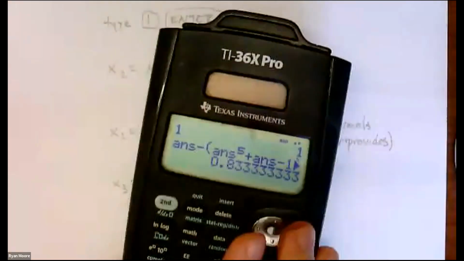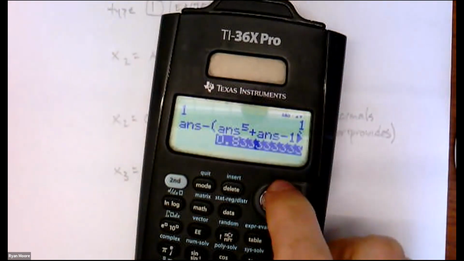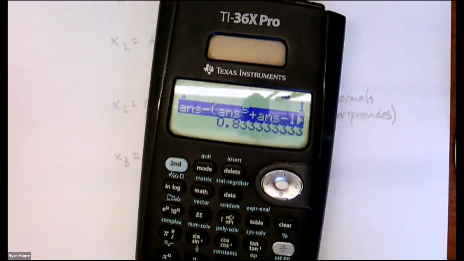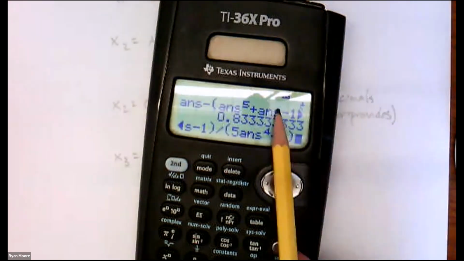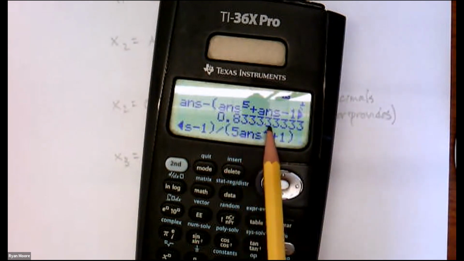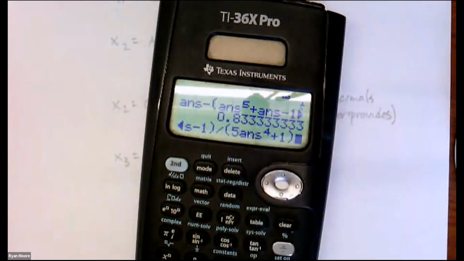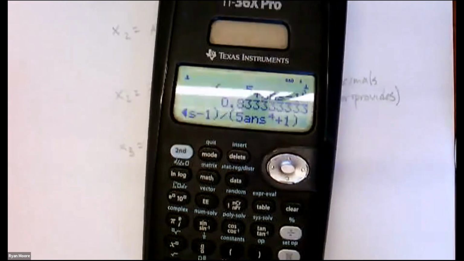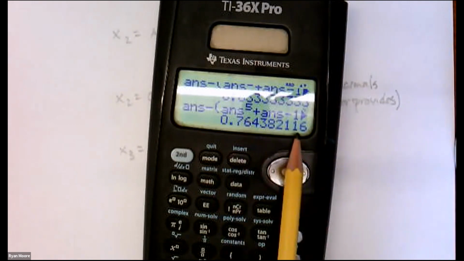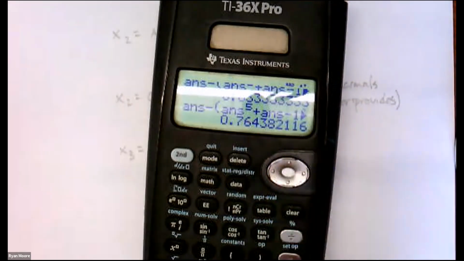How am I going to do that? I still have this. With my little arrow button, I can go back up and highlight that previous line, hit enter, and it will repeat it. But this time, it's going to put in this 0.83333 for all of the answers. So it's taking my x2 and putting it into that same formula. And if I just hit enter one more time, boom, I got it. There's x3, 0.7643821116, just like that.